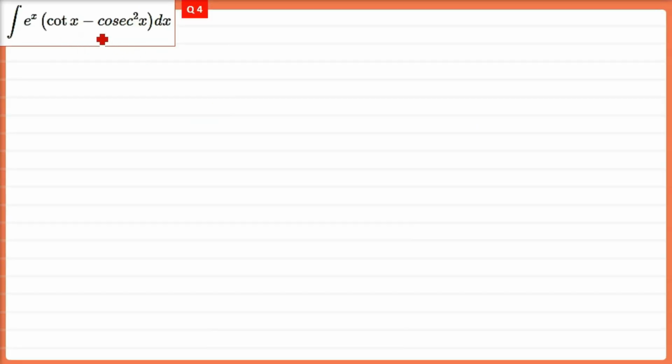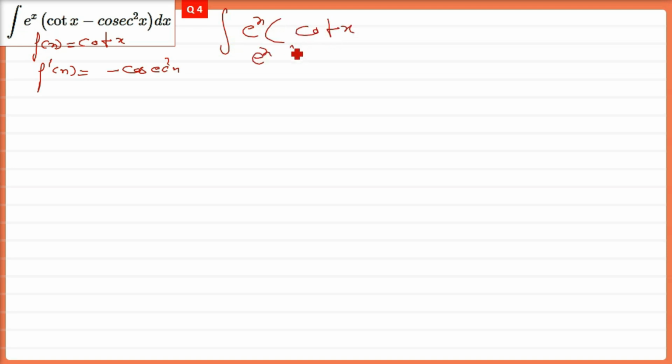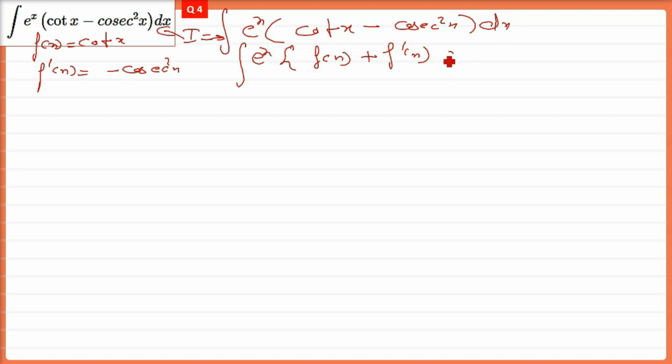e raised x cot x minus cosec square x. Now cot x differentiation is negative cosec square x. So we can see that this integral is following that scheme of form which we want to integrate. So f(x) equals to cot x, f dash x will be negative cosec square x. So e raised x cot x, call it as e raised x f(x), and minus cosec square x. When you take f dash x, it will be negative cosec square x, so you can write it as f dash x. I'm just showing it to you side by side just to understand how we solve the question with the actual result which we have proven already.